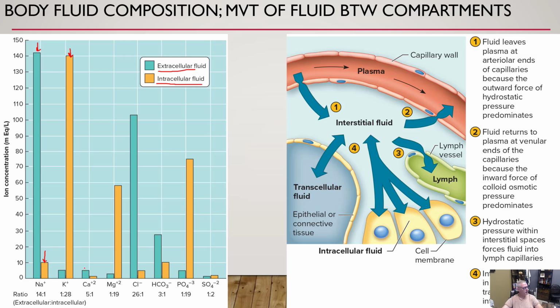Calcium, even though there's not much of a big change, has a higher concentration outside. Magnesium has a higher concentration inside. Chloride has a higher concentration outside. Bicarb has a higher concentration outside. Phosphate and sulfate have a relatively small concentration difference.